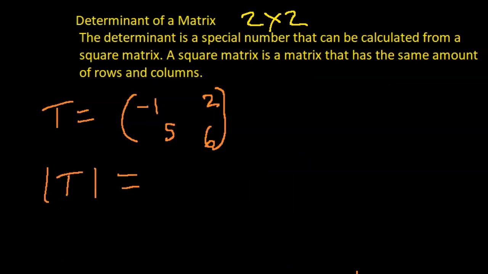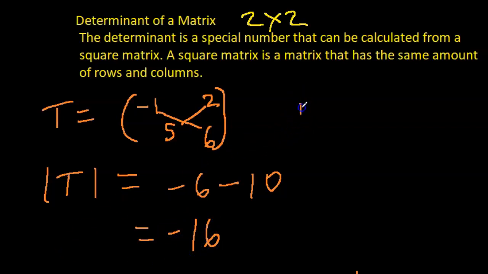Here's another one. So again, the determinant. So 6 times minus 1, that's minus 6. Take away 5 times 2, so take away 10. And minus 6 minus 10, I don't keep the sign, so that's minus 16.